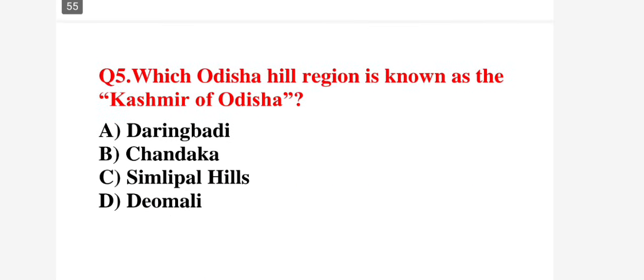Which Odisha hill region is known as Kashmir of Odisha? Very easy question. Option A Daringibadi, option B Chandaka, option C Similpal Hills, and option D that is Devmali. So what will be the right answer here? So here the right answer is that is Daringibadi. So Daringibadi is otherwise known as Kashmir of Odisha.